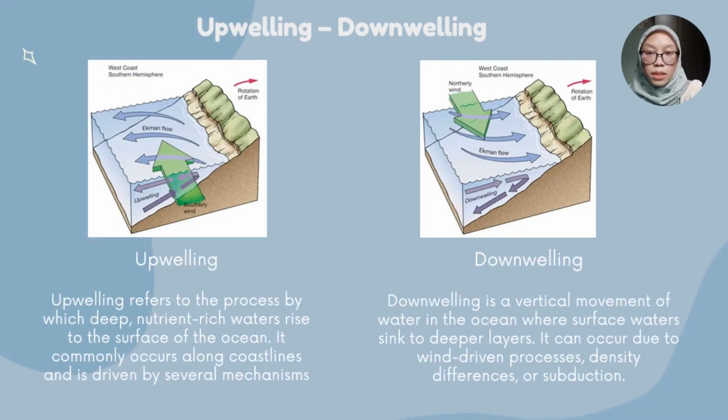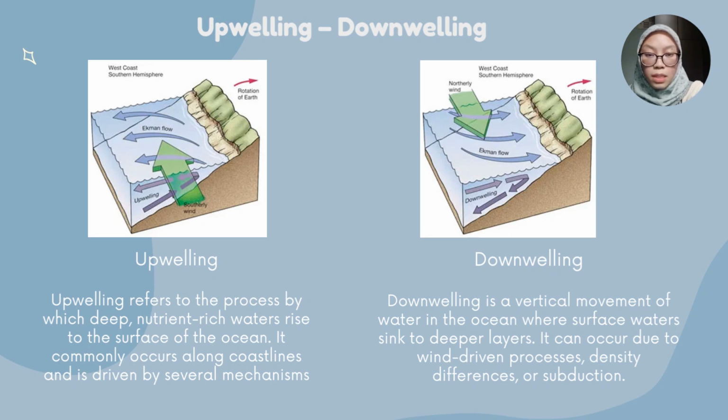Upwelling and downwelling. Upwelling and downwelling is responsible for thermohaline circulation. Upwelling refers to the process by which deep nutrient-rich water rises to the surface of the ocean. It commonly occurs along the coastline and is driven by several mechanisms. Upwelling brings the nutrient-rich water from the deeper layer to the surface, providing essential nutrients such as nitrogen and phosphorus. This supports the growth of phytoplankton, which form the base of the marine food chain.